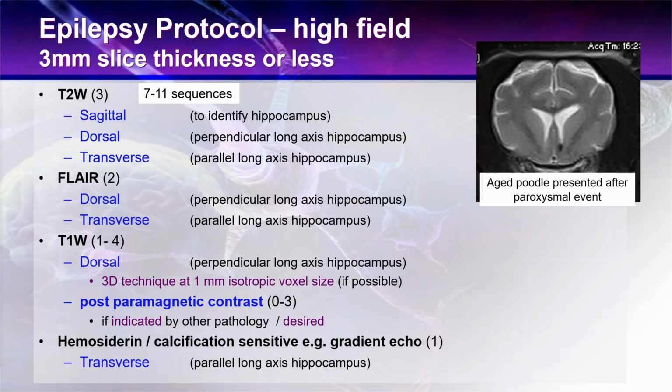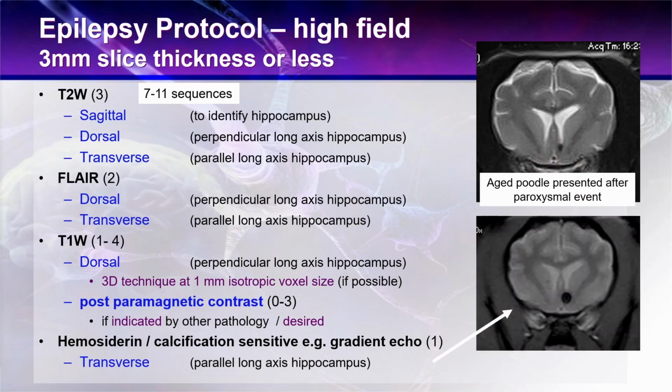And I'll just give you an example of this. So this is an aged poodle that was presented after a paroxysmal event. And we see a small blip of something here. What is this? Well, it's difficult to tell. It's the same signal as the blood in the blood vessel, but is it blood? A gradient echo can tell us.